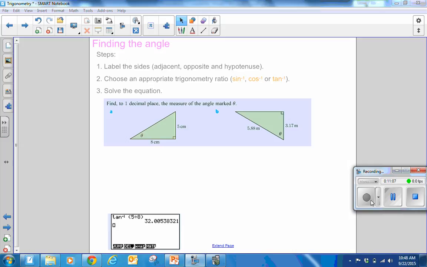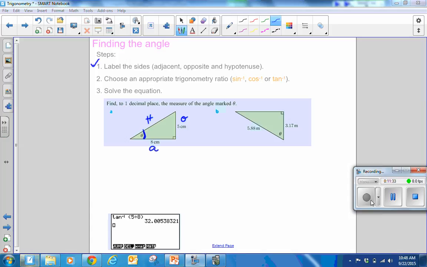Now we are going to find the angle this time instead of the side. So we have 3 steps to do. To find the angle, we need to label the triangle, so label the sides. So let's do that for this one. Opposite to the right angle is the hypotenuse, or the longest side. Touching that angle is the adjacent, and opposite to that angle is the opposite side. So I have labeled my sides.